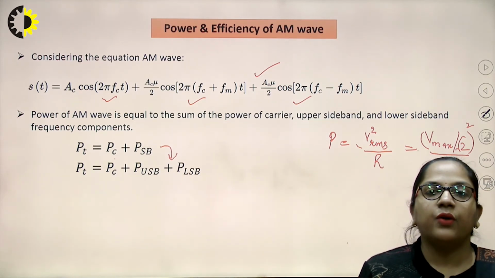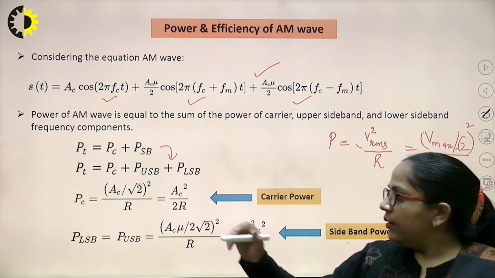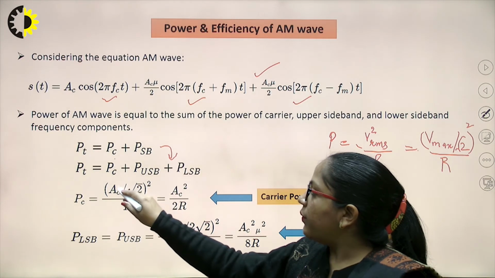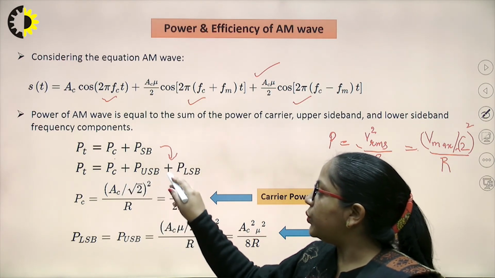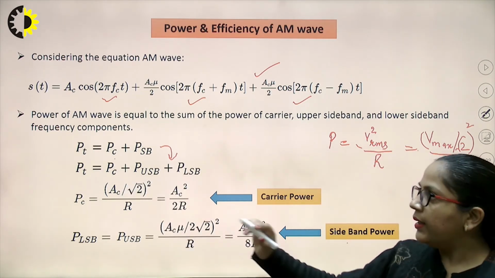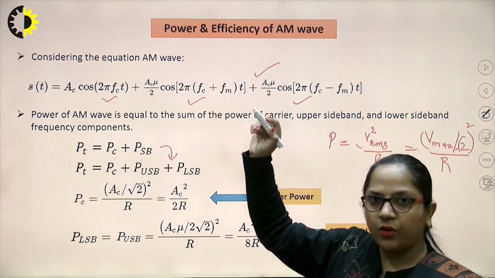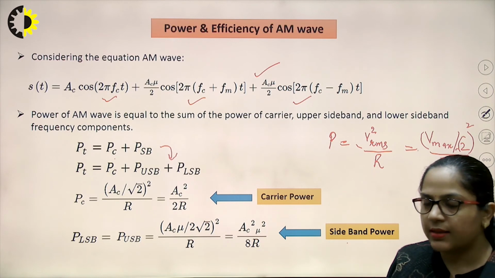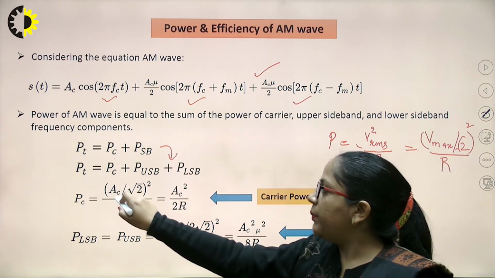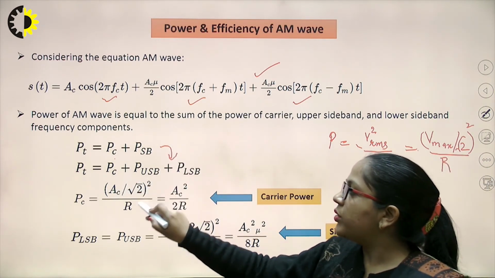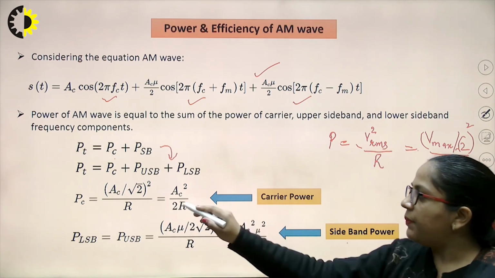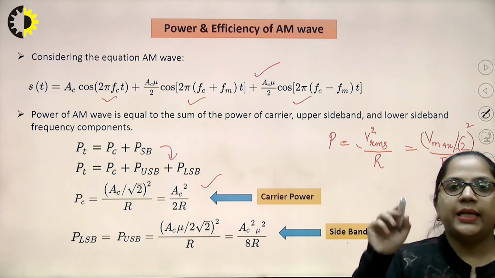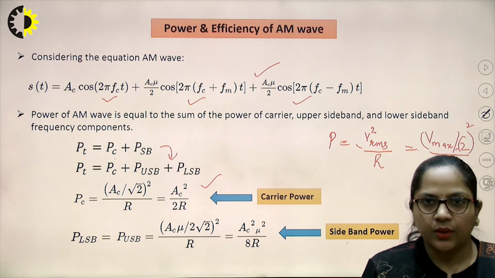First we calculate the carrier power. The carrier power is equal to V max divided by root 2, whole square, divided by R. In our expression, what is the value of V max? That is equivalent to AC, the amplitude of the carrier signal. So it becomes AC divided by root 2, whole square, divided by R. Simplifying this expression, we get the carrier power equal to AC square divided by 2R.